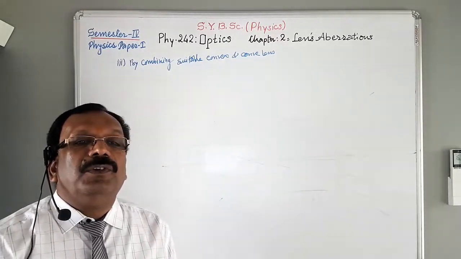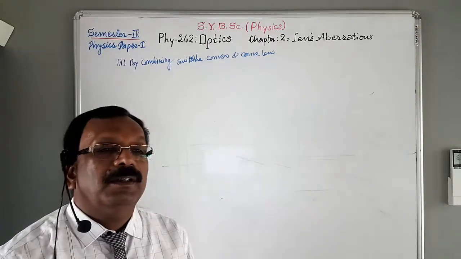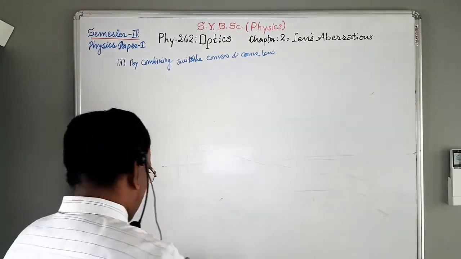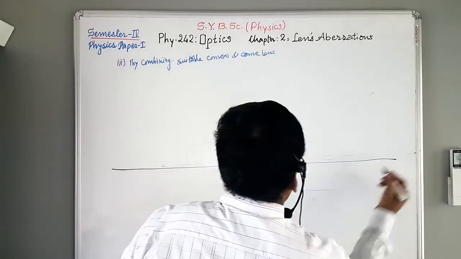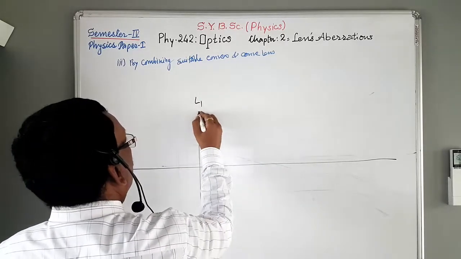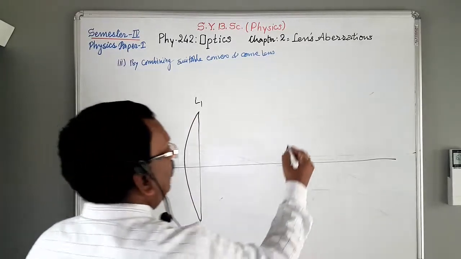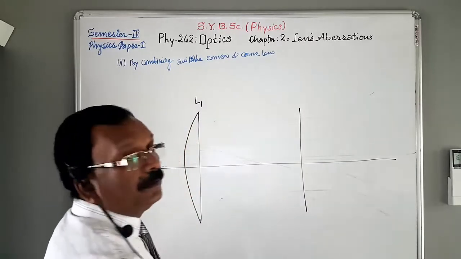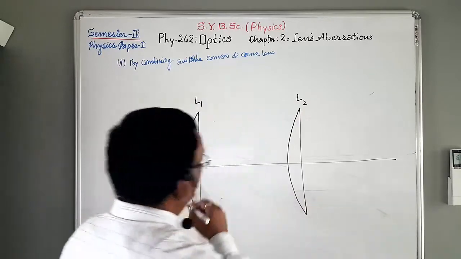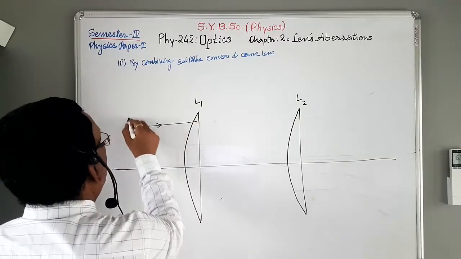By using the combination of two plano-convex lenses. Next method: by using the combination of two plano-convex lenses separated by a finite distance. Suppose this is the first convex lens, L1, whose curved surface is facing the incident light. Take another plano-convex lens, L2, whose curved surface is also facing the incident light. Consider the ray PQ.